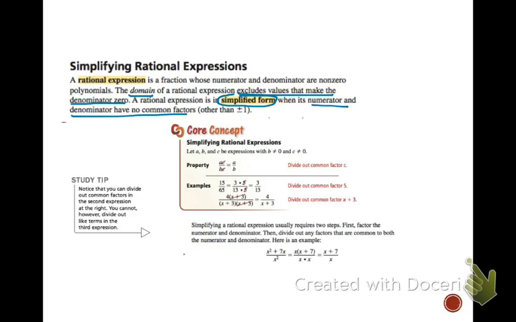So we have this property, AC over BC. Then after the C's have been divided out, what we're left with on the right side of the equal sign is A over B. So from the left to the right side of the equal sign, that expression has been simplified. Now look at the example, 15/65.